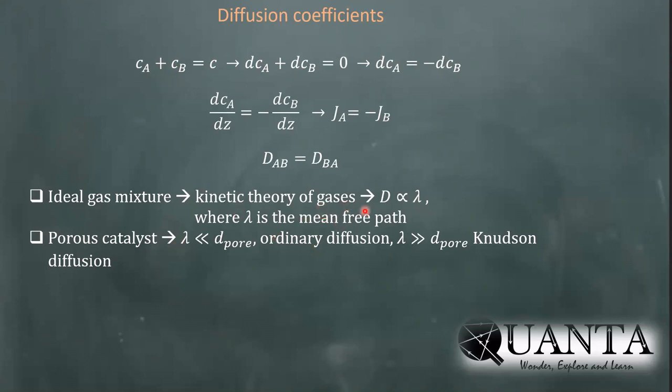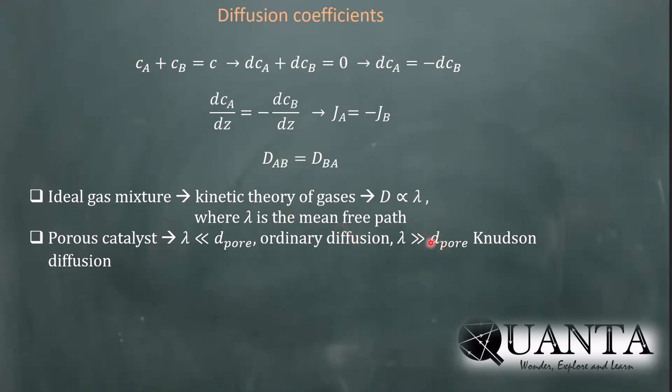Where do the mean free path and diffusivity come into the picture? Mainly when we deal with porous catalysts, where the size of the pore compared to the mean free path categorizes the diffusion in two ways. Ordinary diffusion, if the pore size is way greater than the mean free path, so the molecules bump more often into other molecules of the same gas or other gas rather than with the walls of the pore.